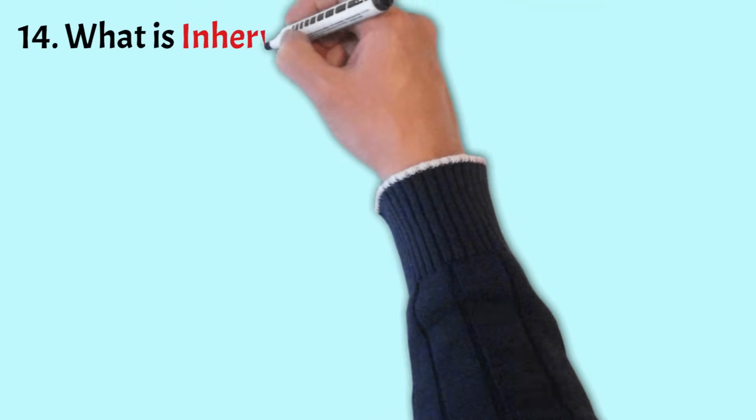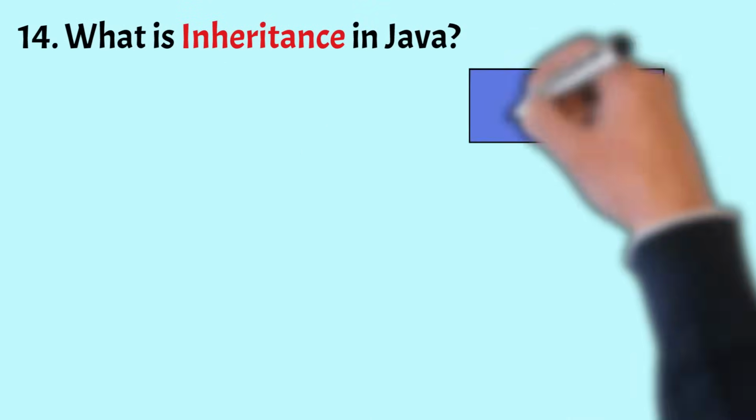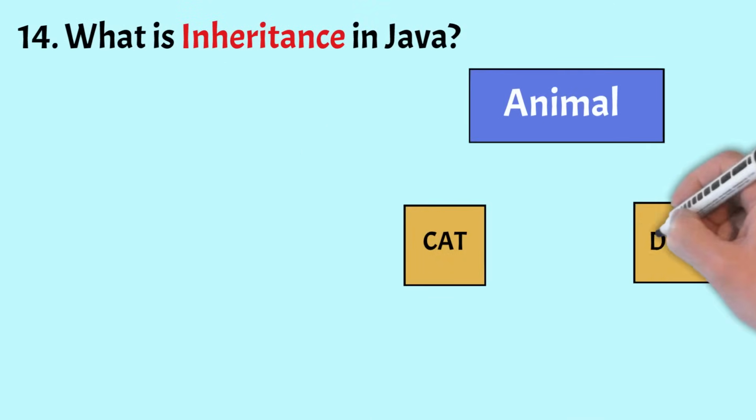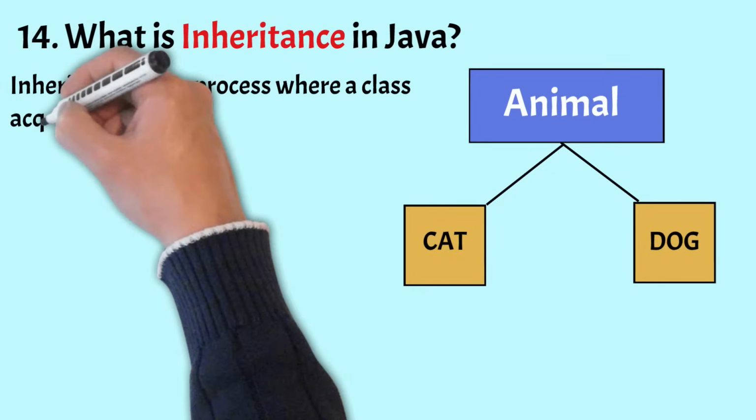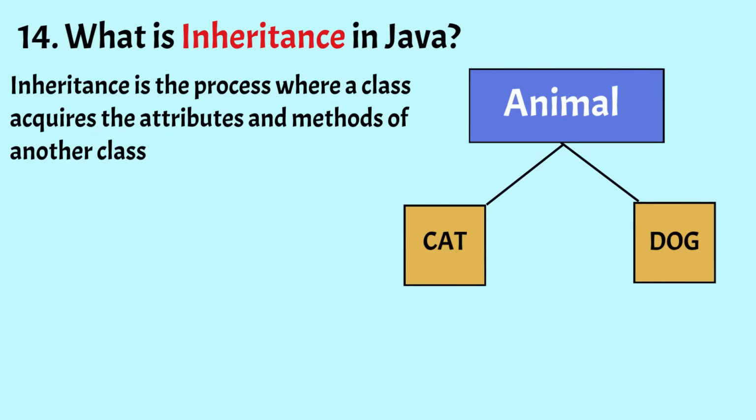Now coming to the next one, what is inheritance in Java? Inheritance is a process where a class acquires attributes and methods of another class. When we inherit the attributes and methods of an existing class, we can access all the attributes and methods of that class in the program. And this promotes code reusability.